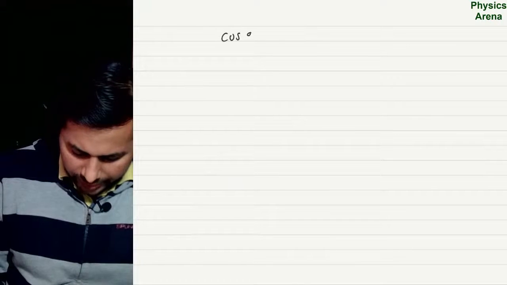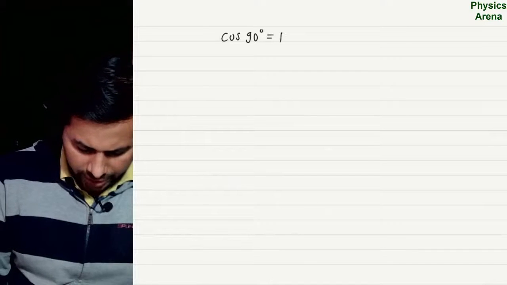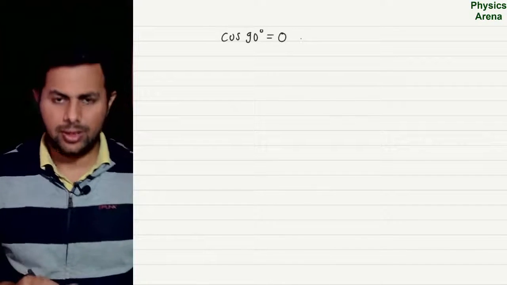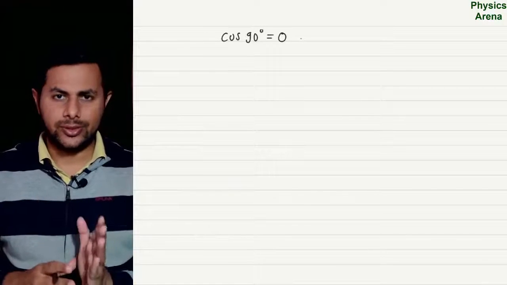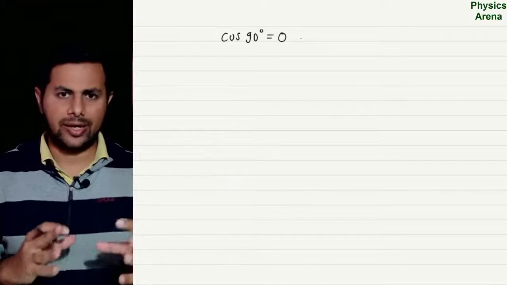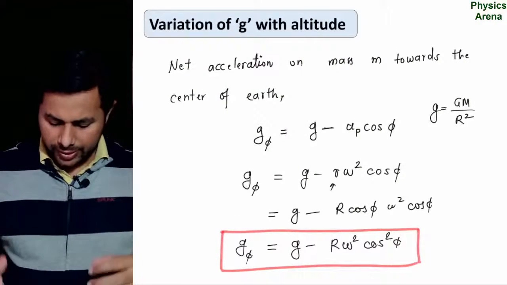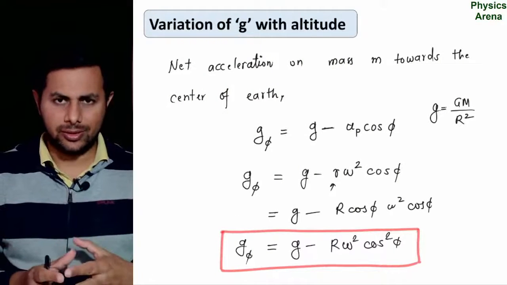we know cosine of 90 degrees is 0, and that means at poles where the altitude is 90 degrees, this angle phi is 90 degrees, so at poles g phi will be equal to g.